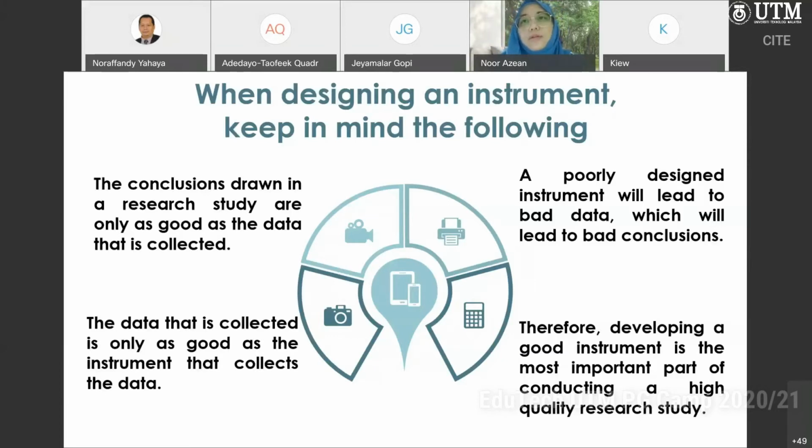Sorry, learning theory. So when designing an instrument, we have to keep in mind the following items. Number one, the conclusions drawn in a research study are only as good as the data that is collected. So you must make sure of that one. Number two, the data that is collected is only as good as the instrument that collects the data.